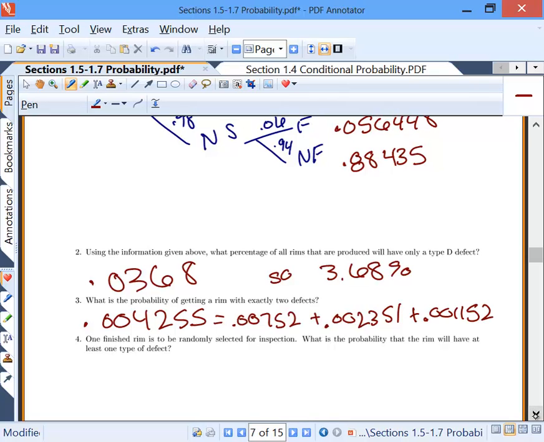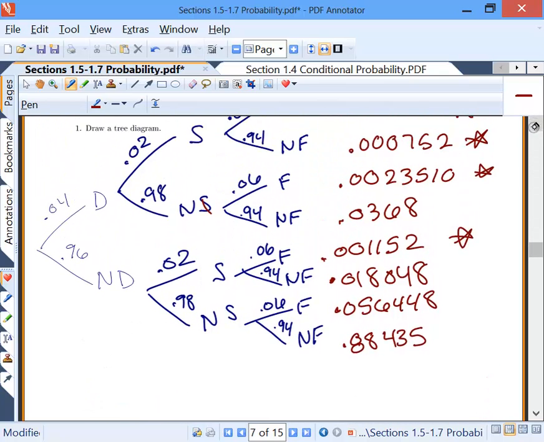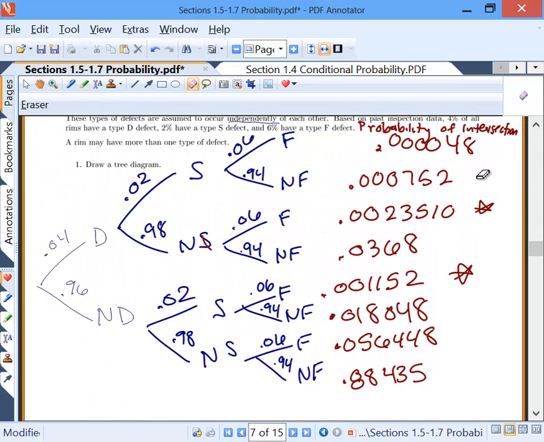And finally, we have that one finished rim is to be randomly selected for inspection. What is the probability that the rim will have at least one type of defect? So we want at least one type of defect. So how could I do this? Use the complement rule. The 1 minus. Could I do it without the complement rule? What would I have to do? Add them all up. So everything that had at least 1, which would be the top 7, I would have to add up all those probabilities. Or I can use the complement rule.